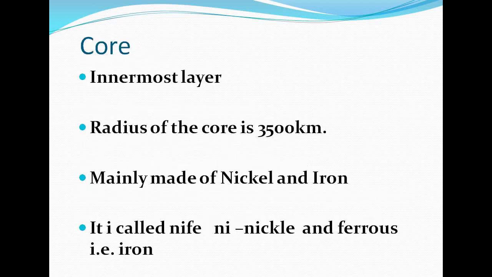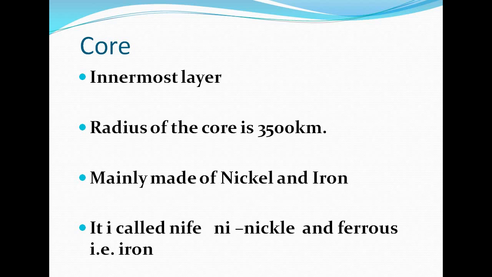The third layer is the core, and it is the innermost layer, and the radius of the core is 3500 kilometers. In this layer the two main components are nickel and iron. That's why it is called NiFe. Ni stands for nickel, and Fe stands for ferrous, which means the main component is iron and the other one is nickel. So understood, friends? What we have studied are the three layers of the earth. First is the crust, second is the mantle, and third is the core.